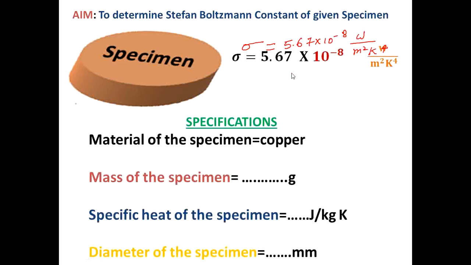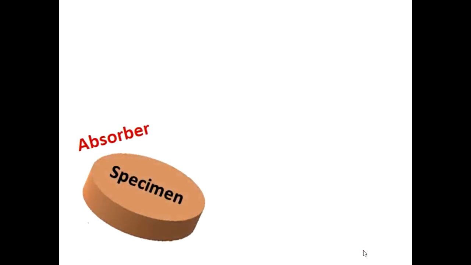Let us see. The specimen given is copper. Take the mass of the specimen, the specific heat of the specimen, and the diameter of the specimen. If it is given in mm, you convert that into meters. The specimen acts as the observer, and this depends upon the law.